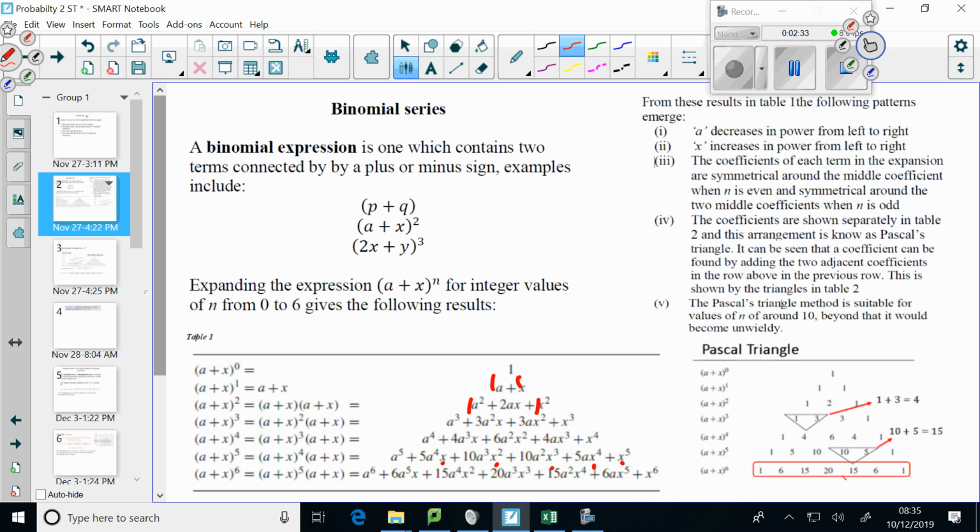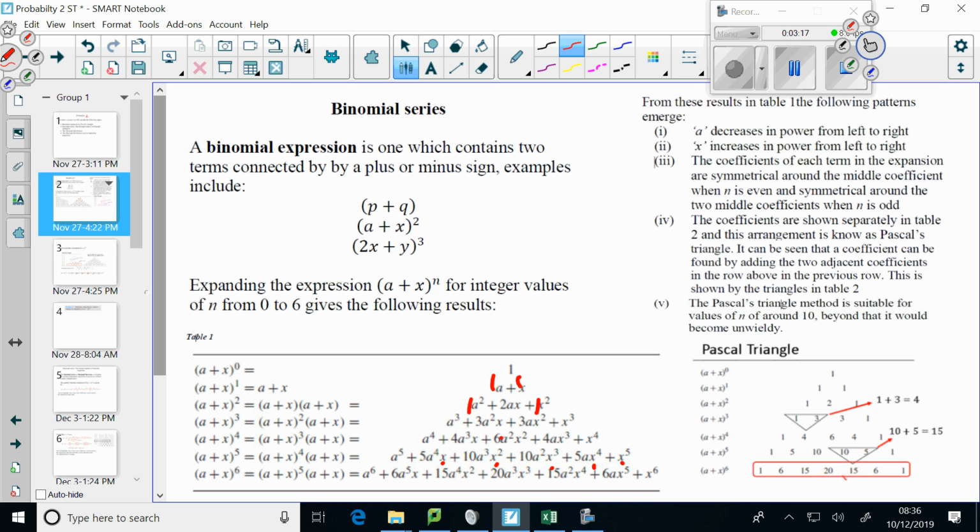Then the coefficients of each term in this expansion are symmetrical around the middle coefficient when n is even, and symmetrical around the middle two when n is odd. So if we look at n being even, 4, symmetrical, we've got 6 in the middle, 4 either side. If you look where it's odd, we've got two coefficients in the middle that are 10. So it's symmetrical down the centre. Right, coefficients shown separately in table 2 are known as Pascal's triangle. If you want to find the one underneath, you add the two above together. That gives you the next line easily.